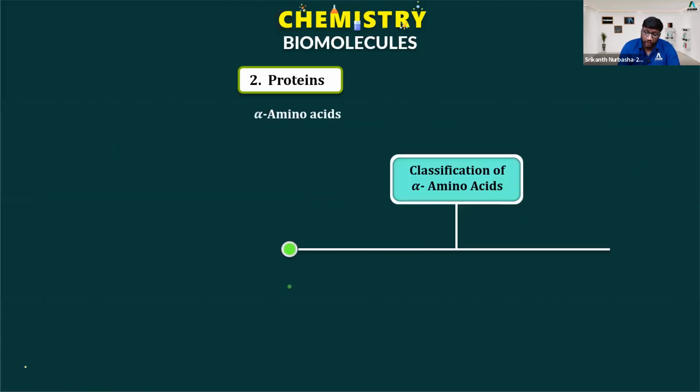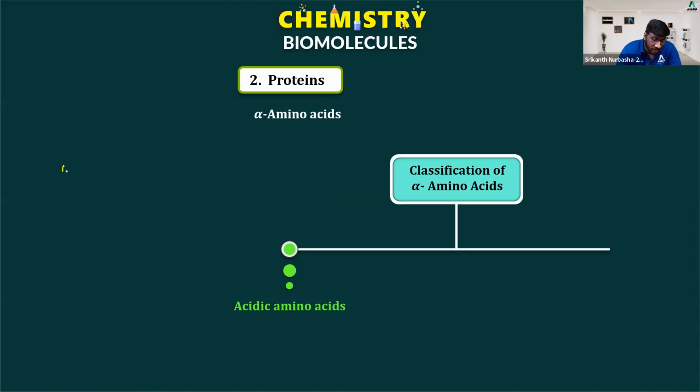Alpha amino acids, if you look at the classification, are classified into acidic amino acids as well as basic amino acids, and we also have neutral amino acids. There are 20 amino acids available. Out of these 20 amino acids, some are acidic, some are basic, some are neutral. Which amino acids are going to be acidic?